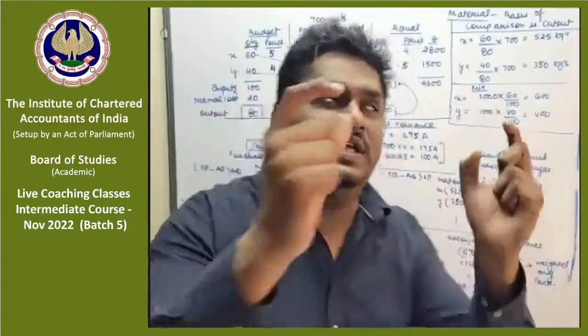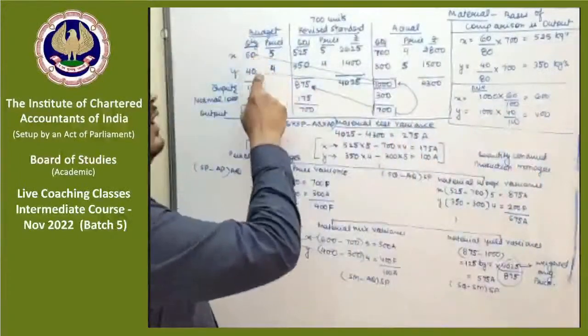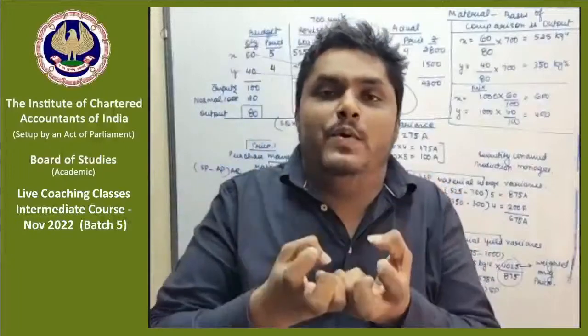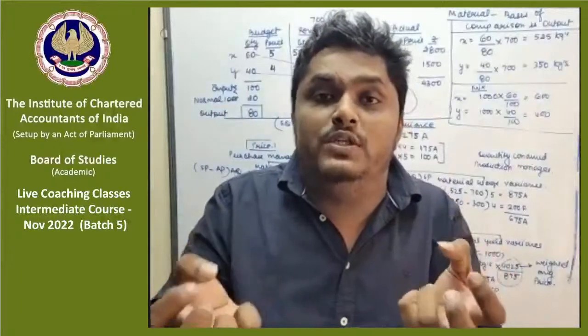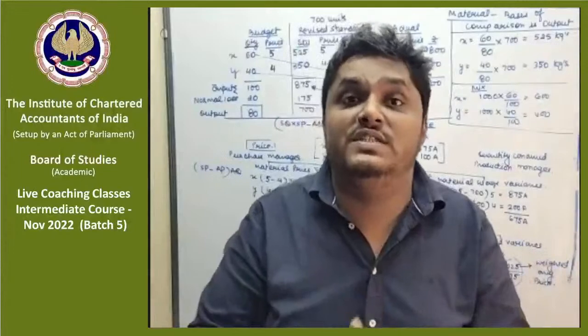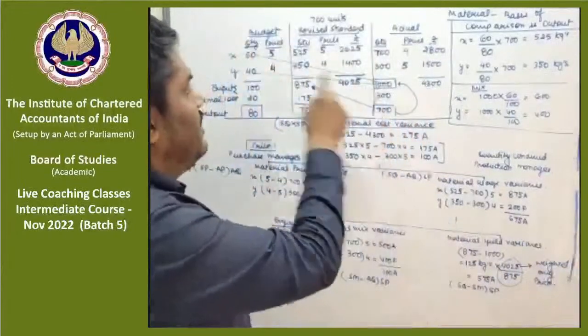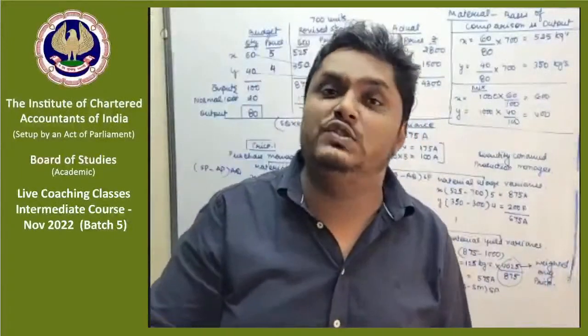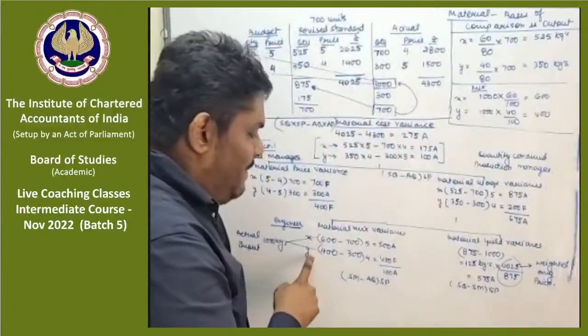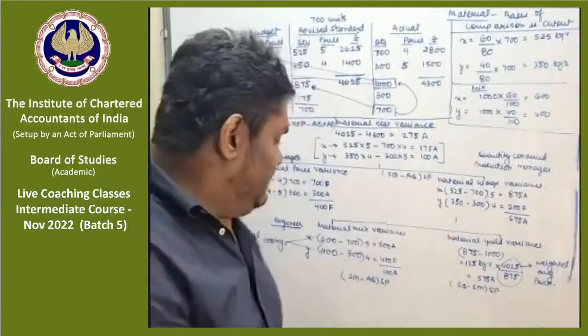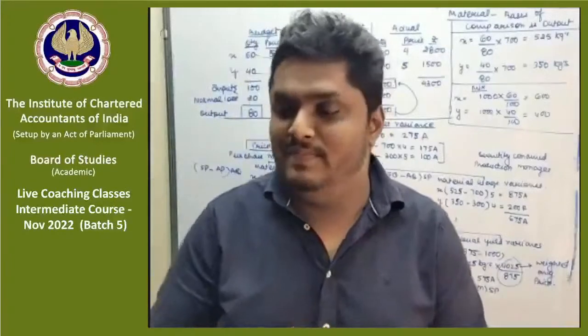What should the mix have been? 60:40. That is, whatever the actual inputs we are making, it should be in the ratio of 60:40. It means 1000 should be in the ratio of 600:400, minus the actual mix, that is 700:300.